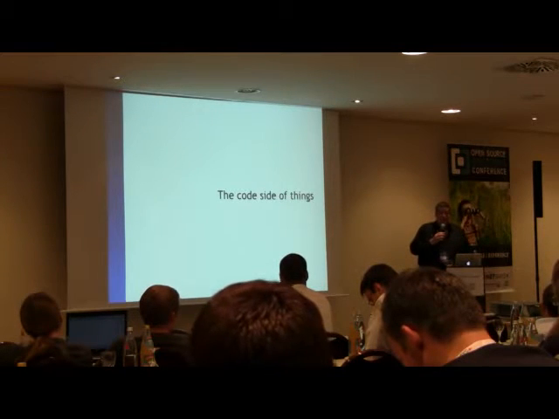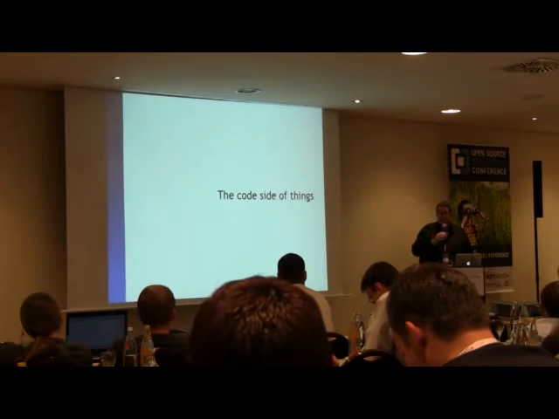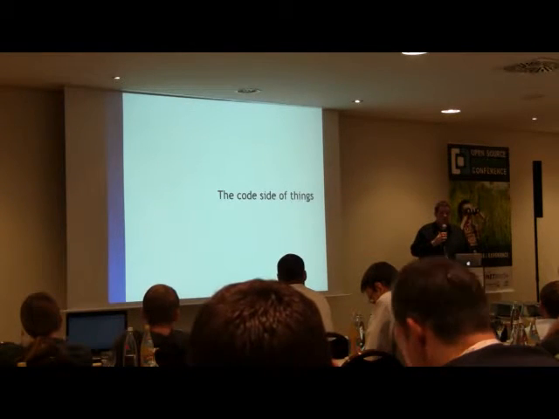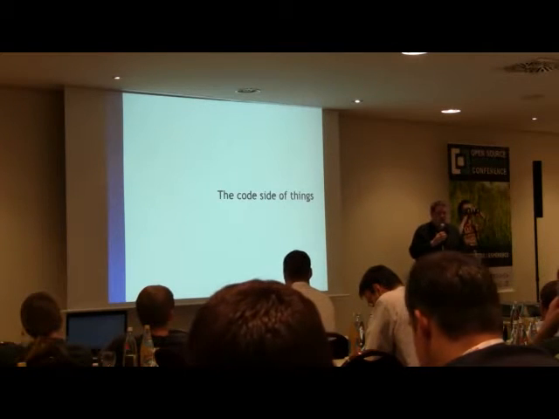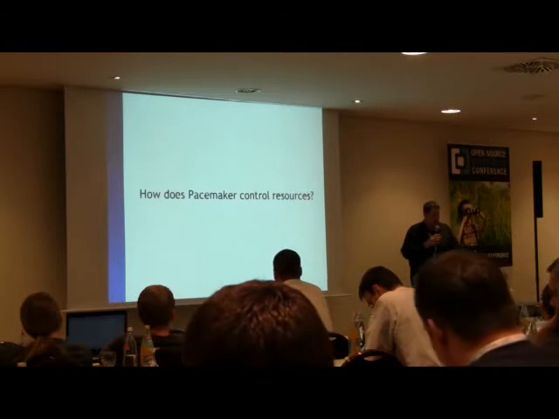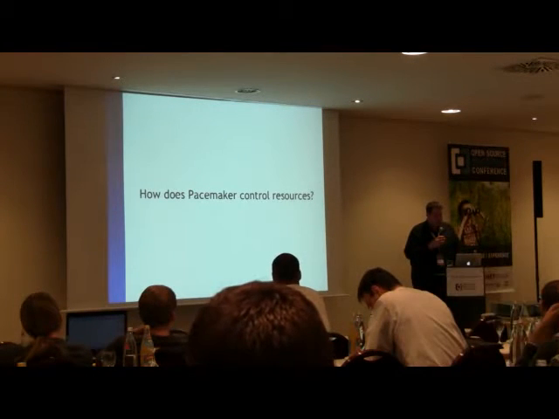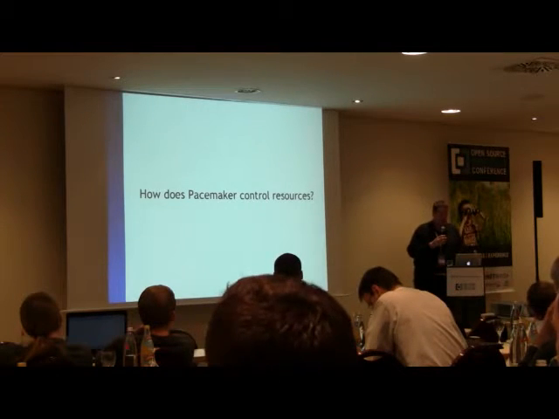So let's take a look at the code side of things. We've been talking about user space implementation up to this point. What do things look like if you're a developer, if you're writing an application and you want to develop an OCF resource agent for exactly that application? And to understand how that works, we'll have to take a closer look at how Pacemaker controls resources.